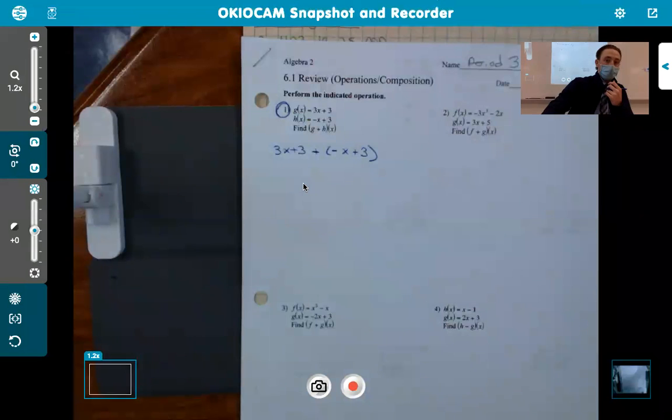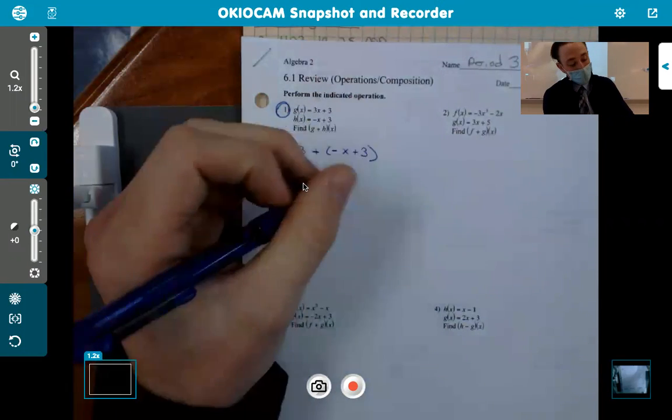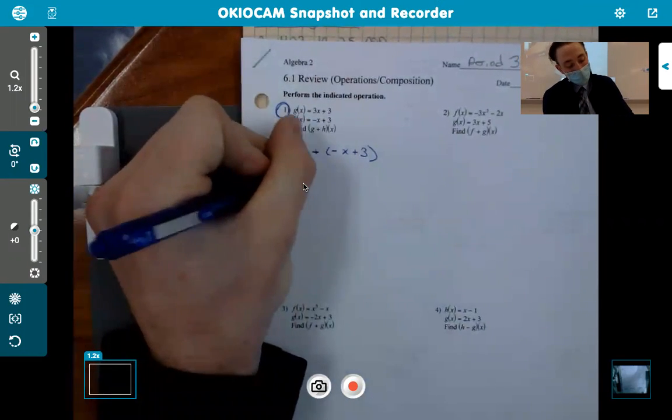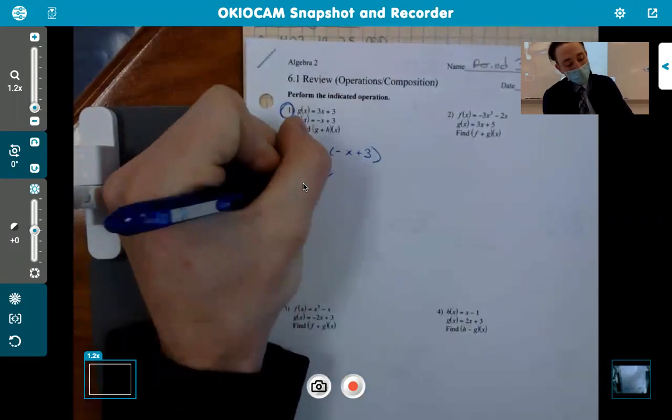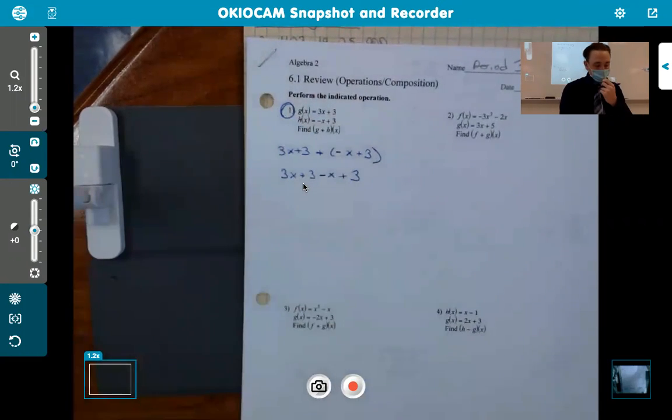Okay? So I'm taking these two functions, adding them together. With addition, though, I can drop the parentheses and just go right to combining like terms. There's no distribution that I have to worry about. They're all going to have the same sign, and we're going to see how that differs later on in some of our problems. But I can just go right to combining those like terms. So what can I combine, and what would my final answer be?